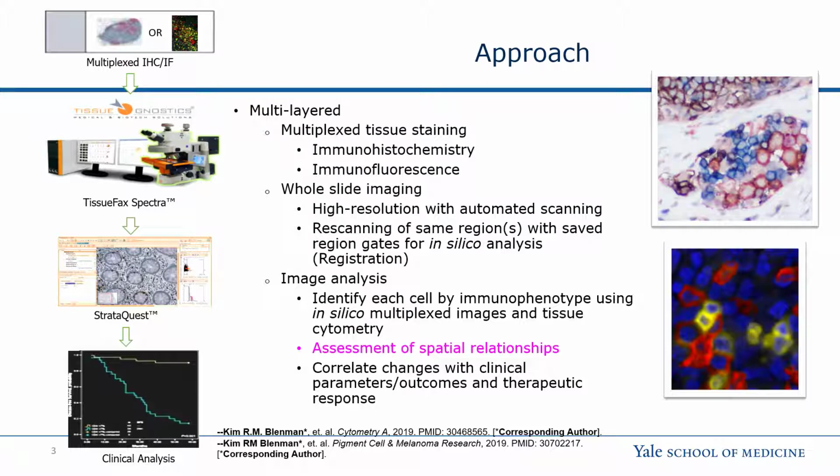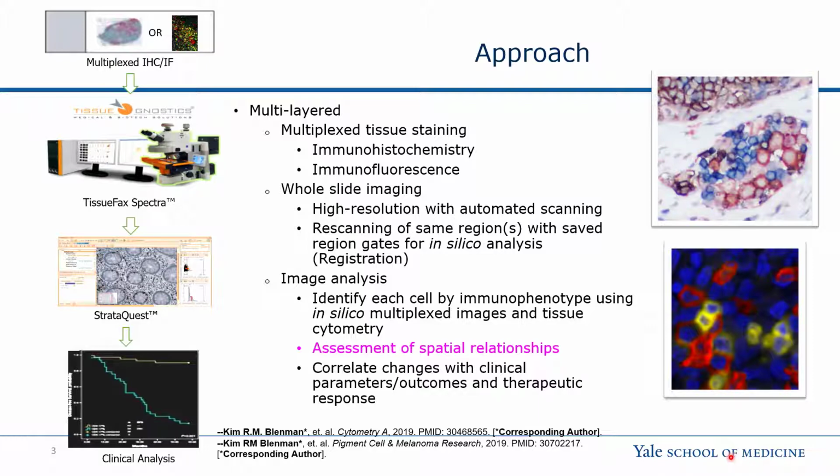So the second step to this approach is actually whole slide imaging, which requires high resolution with automated scanning. And for instances where I am using the immunofluorescence microscopy, I actually rescan the same image or same region with saved region gates for in silico analysis in order to fully interrogate multiple, more than 8 targets at the same time.